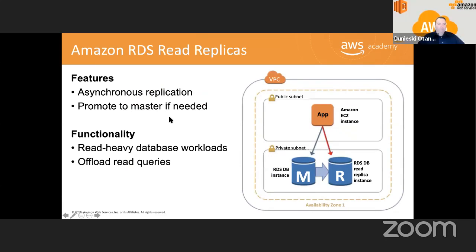So for Amazon RDS read replicas, like we said before, it's asynchronous. Promote to master if needed, just in case you want to make this a master. Don't forget the difference between, guys, I want to ask you, what's the difference between a master and a read replica? Do you have an idea? Master is like the gold image, and replica is a copy of it. Okay, but there's another difference.